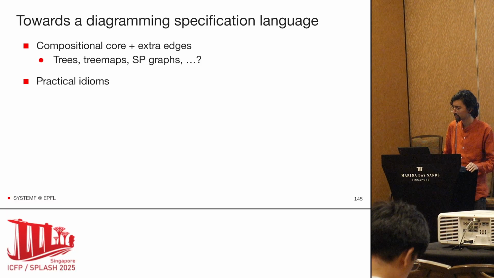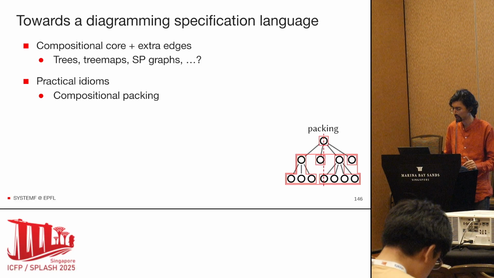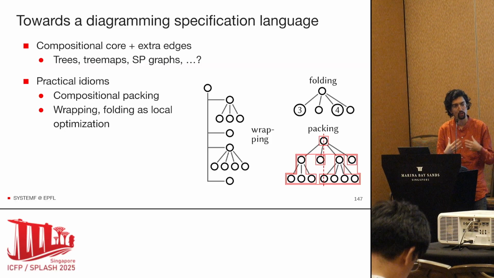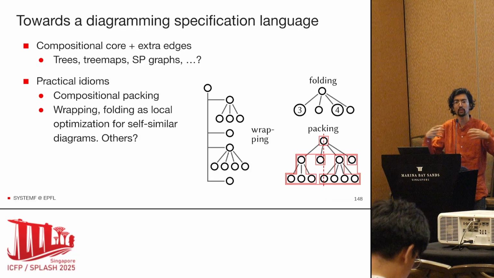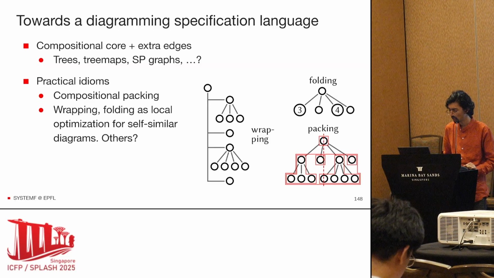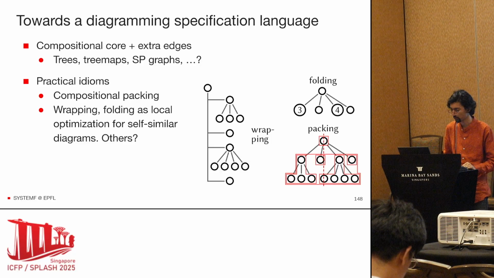Beyond these cores, I've talked about specification idioms that would make diagramming more practical, such as compositional packing, or viewing wrapping and folding as these local, composed, combinatorial optimization problems. But so far, I've only looked at self-similar diagrams, where each diagram is recursively composed of parts that are just like itself. And I kind of have a sense of what primitives or what interfaces you need to be able to get this problem to work out. What about when I'm composing different diagramming domains? So what sort of primitives do I need for those?